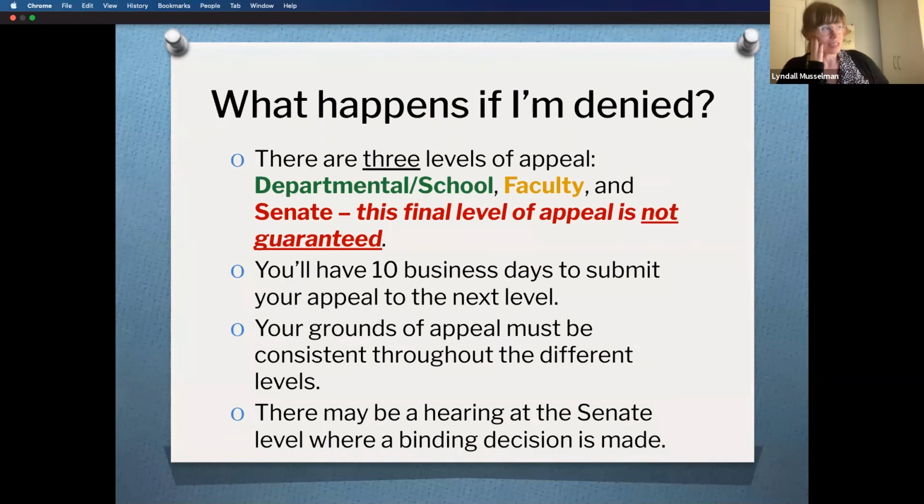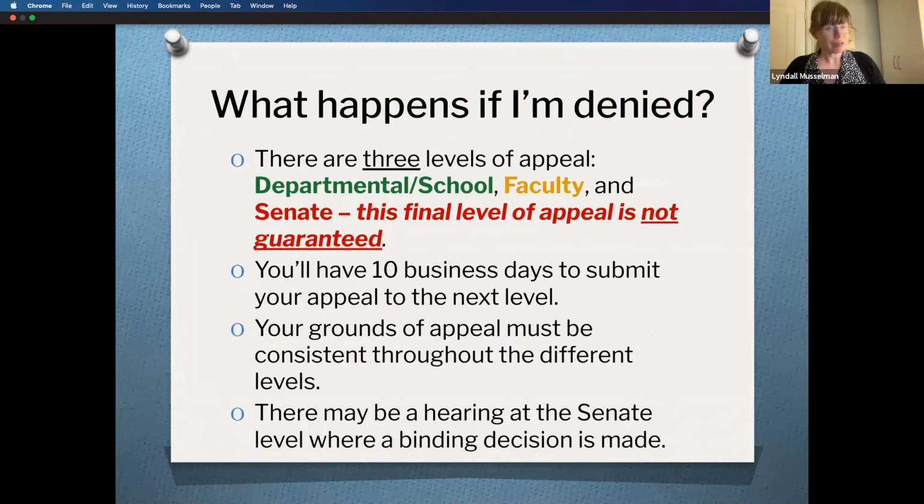Okay. So, what happens if you're denied? You should keep in mind that there are 3 levels of appeal. At the beginning, you start at the department or school level, and then you'll get a decision letter emailed to you via your ryerson.ca email.